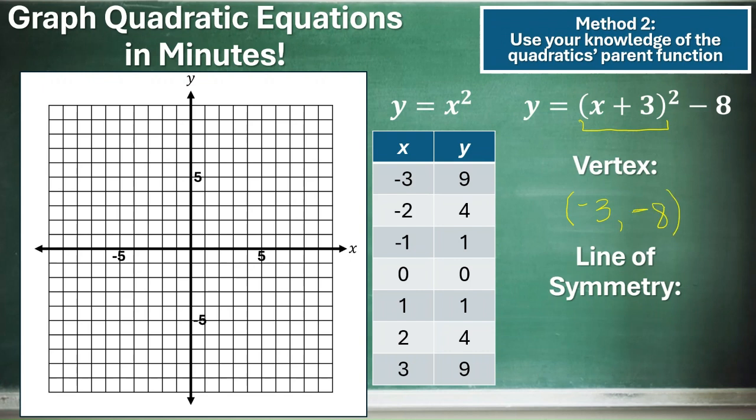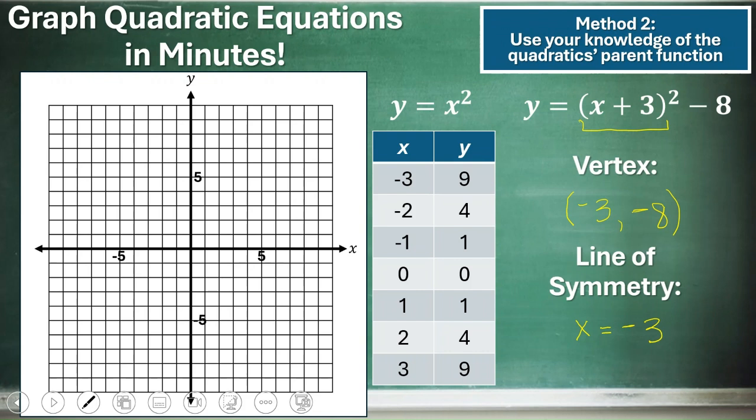Okay, before I graph that, I'm also going to find the line of symmetry. The line of symmetry is a vertical line, completely vertical. So it's an x equals equation. And it's always x equals the x coordinate of our vertex. So our line of symmetry is x equals negative 3.